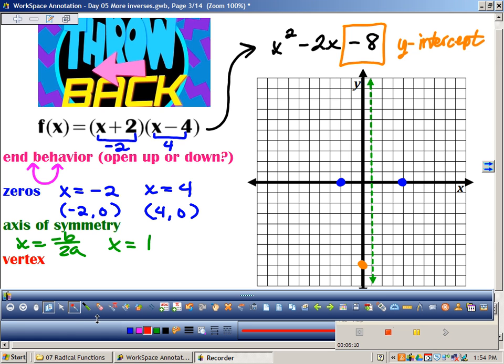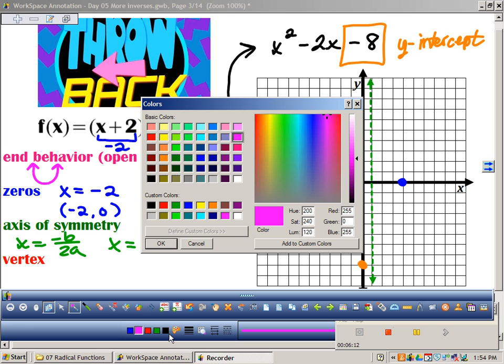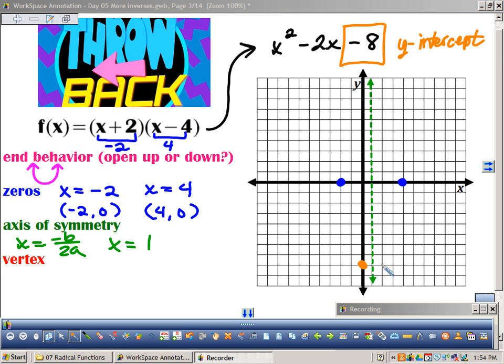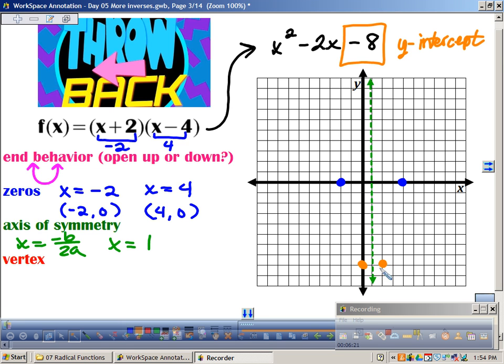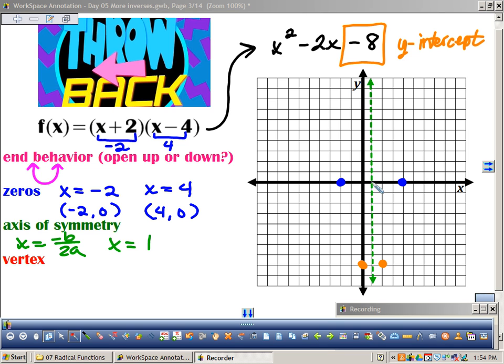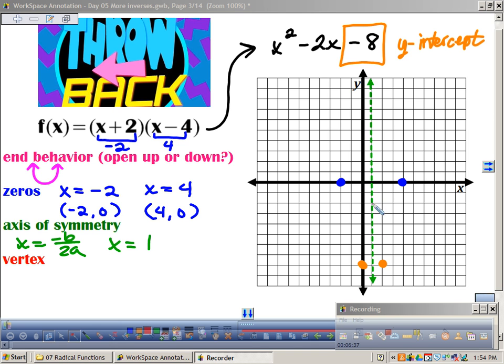Well, I've got news for you. By just looking, I got to change my color again. By just looking, I also know that I've got another point right here because of symmetry, right? So I know, and I'm pretty darn sure where it's going to be now just by looking at it, but I know that somewhere on the axis of symmetry is my vertex. Do you think it's here? I think it's got to be down here, right?